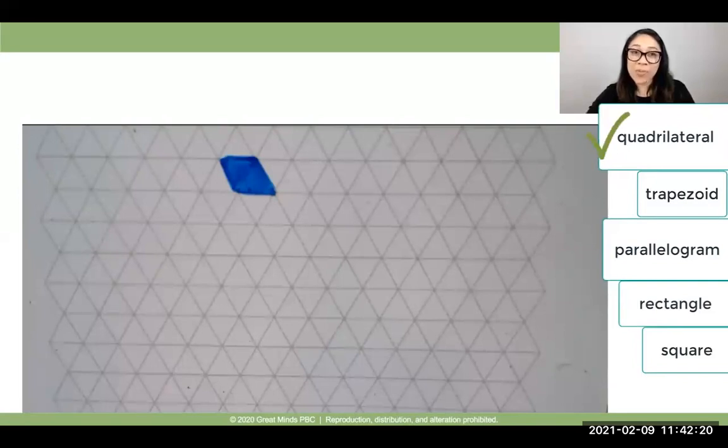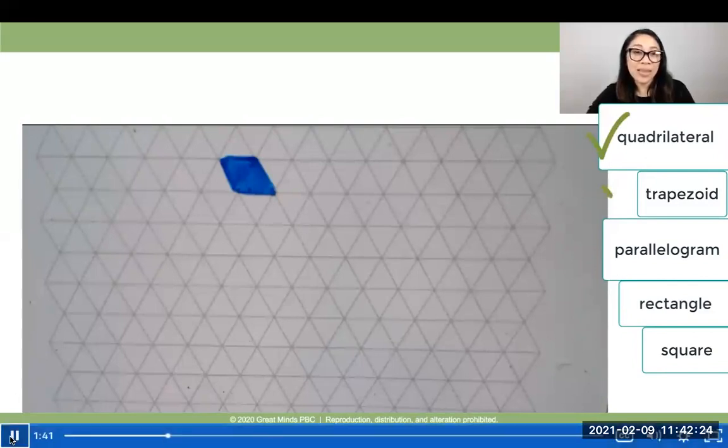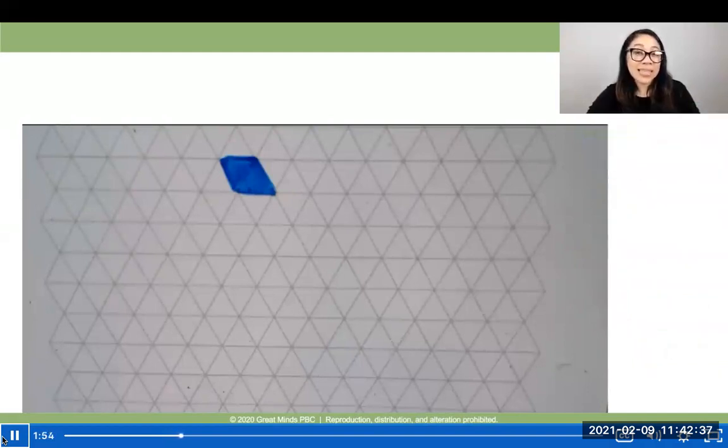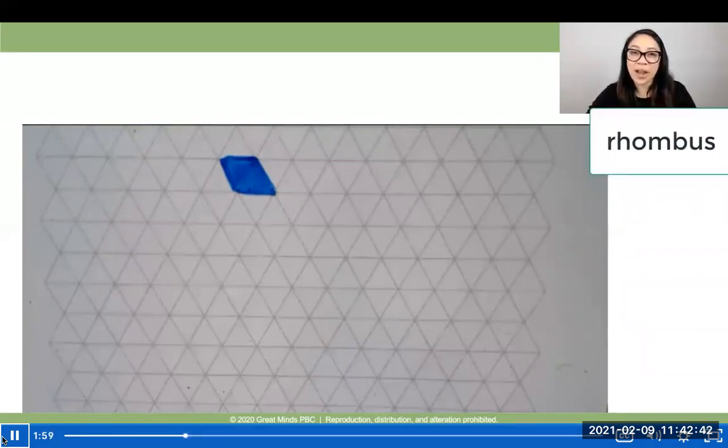It's a quadrilateral because it has four straight sides. It's also a trapezoid because it has parallel sides. It's also a parallelogram because it has two sets of parallel sides. This is a rhombus. A rhombus is a parallelogram with four equal sides. Go ahead now and create a larger rhombus on your triangular grid paper.